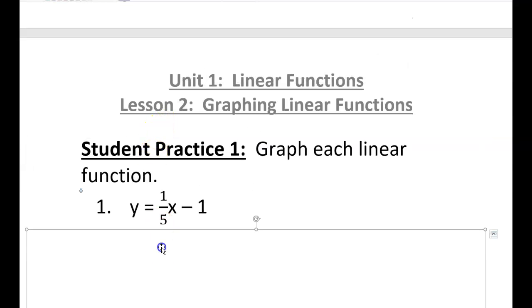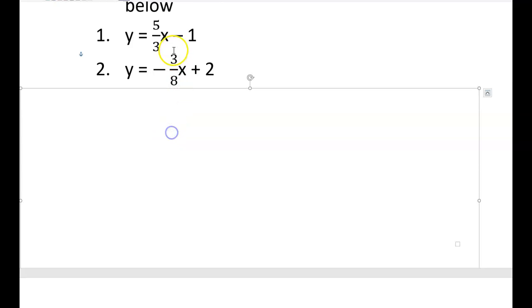Let's go ahead and take a look at another example. So you'll notice this time that what's different is the fact that my slope is negative. So we're going to see how that affects things. So as you guys can see, my y-intercept is 2. So I'm going to start at 2 on the y-axis. But since my slope is negative, we have a couple of choices. What you can do is you can either put your negative on the top of your fraction, like that.